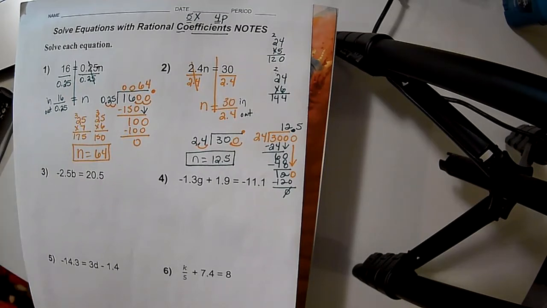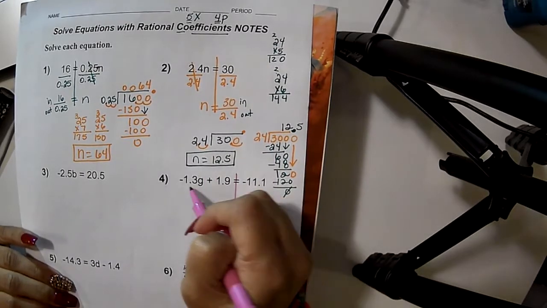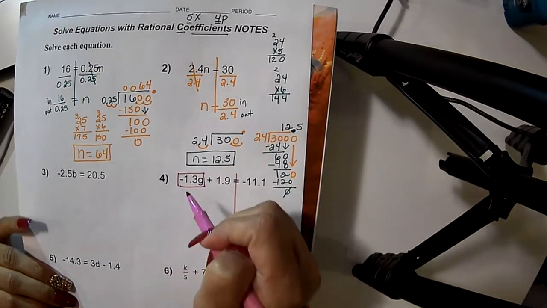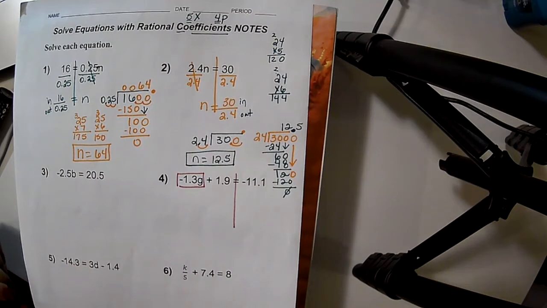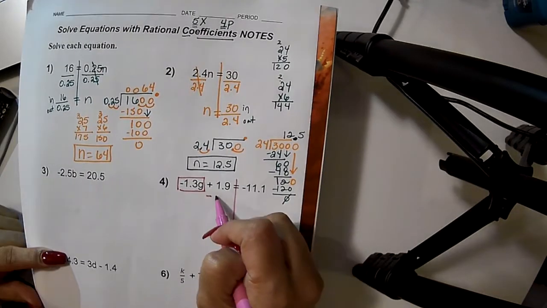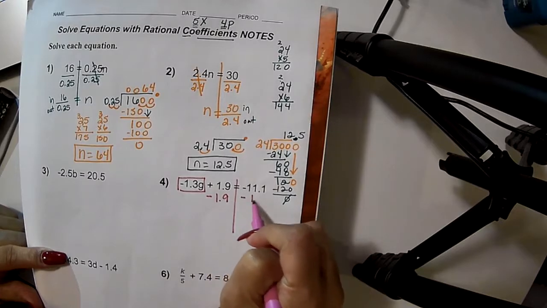So this one is a little bit different. This one actually has an extra step that we're going to have to work through. We're still going to follow our same strategies. I'm going to box my coefficient with my variable. Now I need to try to get rid of that positive 1.9. So I'm going to do the opposite, right? The opposite would be a negative 1.9, a negative 1.9.